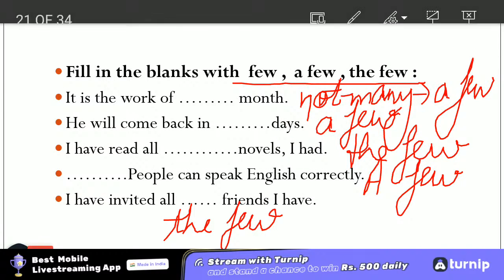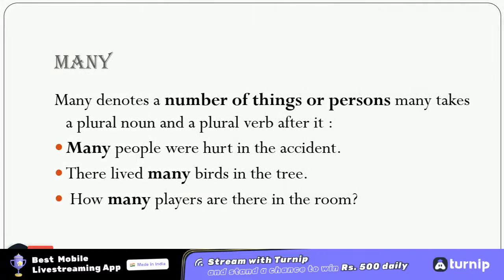Great. Moving ahead to the next one. Many. Now, what does many denote? Many denotes a number of things or persons. Many takes a plural noun and a plural verb after it. What does many denote? Number of things or persons. कितने ज़्यादा लोग हैं. Okay?